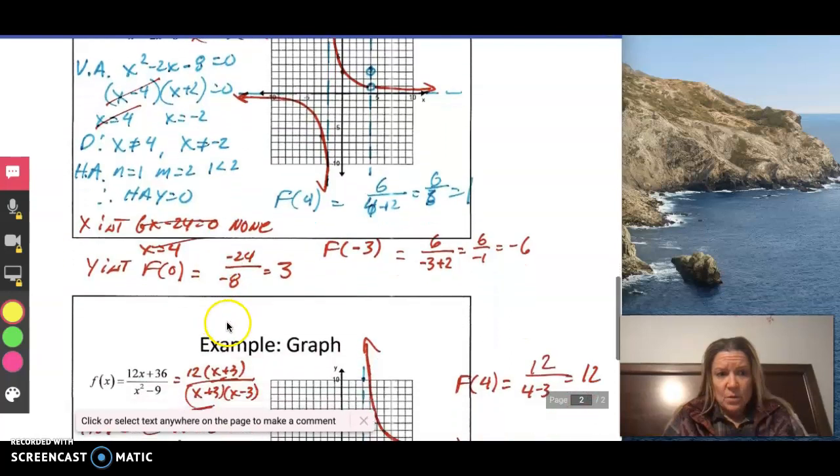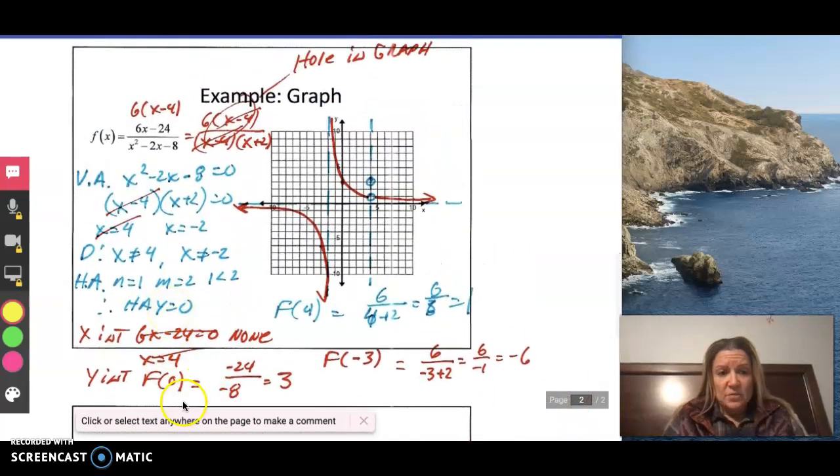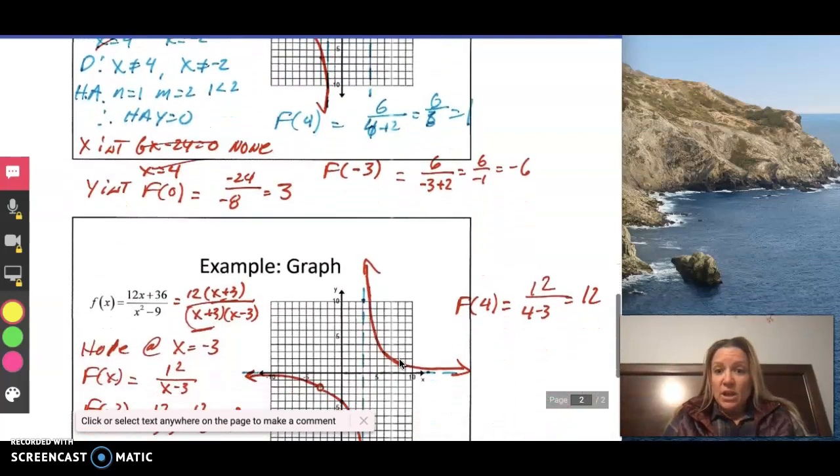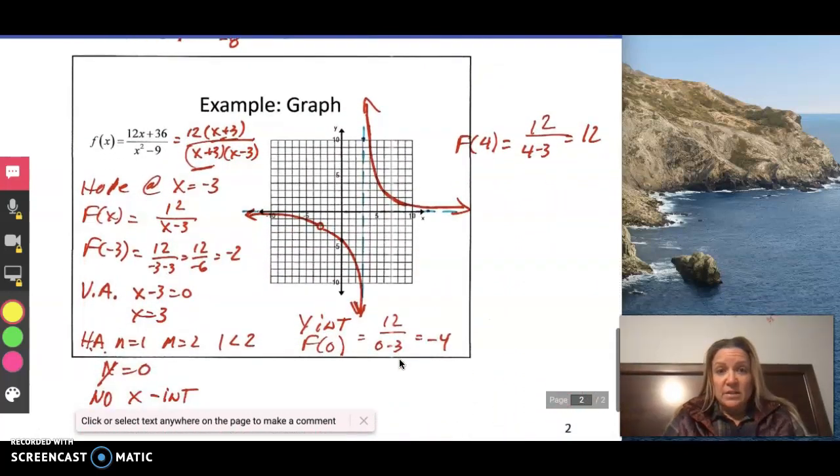Okay. Your y-intercept, you plug in 0 into both the numerator and the denominator. Simplify it, you should get positive 3. So on your y-axis, you go up to 1, 2, 3. There's a point roughly right there. And if you want to figure out a few more points, you just plug in those numbers. And then double check your answers on Desmos. Okay. Next example.